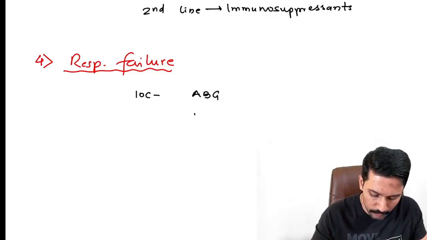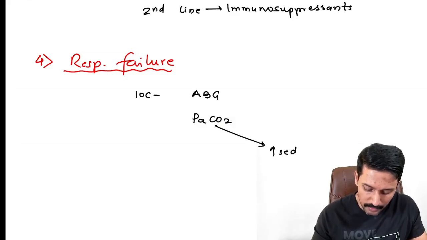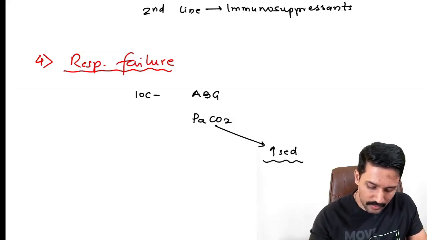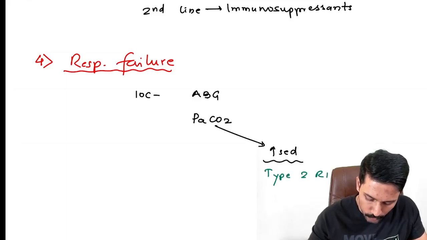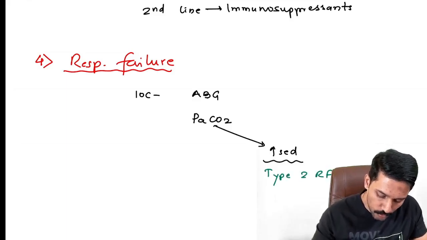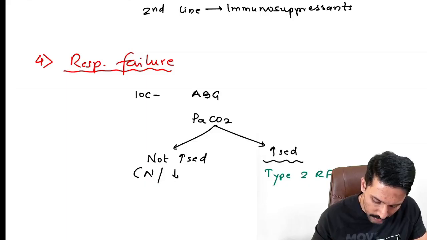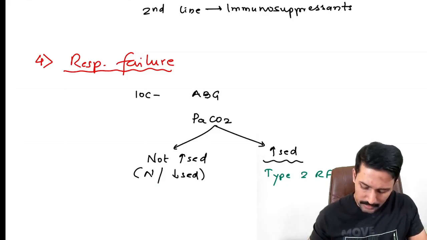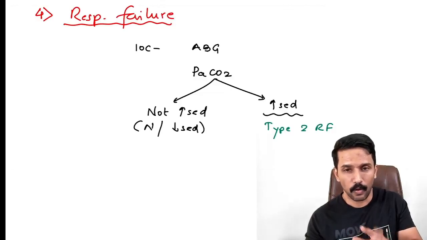So when you do ABG, the first thing you should see is PaCO2. If PaCO2 is increased, that means there is impaired carbon dioxide clearance. It means it is type 2 respiratory failure. But if PaCO2 is not increased, and when I say not increased, it means either normal or even decreased, it could be type 1 or it could be normal.